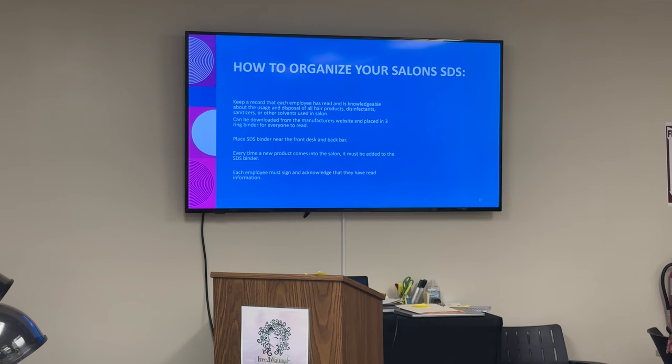How to organize your salon SDS. Keep a record that each employee has read and is knowledgeable about the usage and disposal of all hair products, disinfectants, sanitizers, or other solvents used in the salon. This can be downloaded from the manufacturer's website and placed in a 3-ring binder for everyone to read. You must place your SDS binder near the front desk and the back bar. Each time a new product comes into the salon, it must be added to the SDS binder. Each employee must sign and acknowledge that they have read that information.